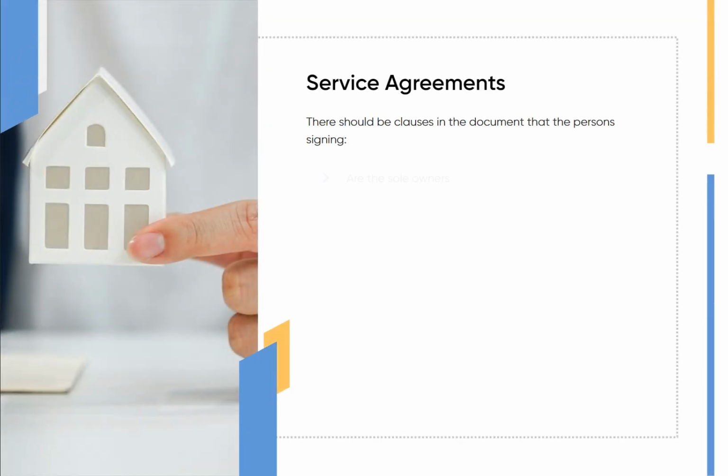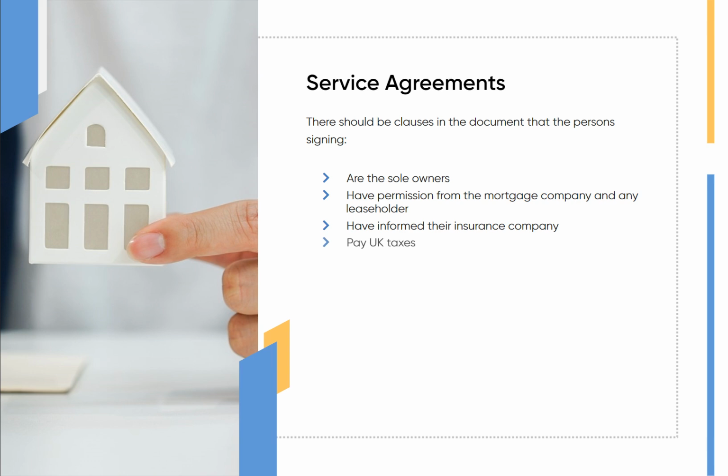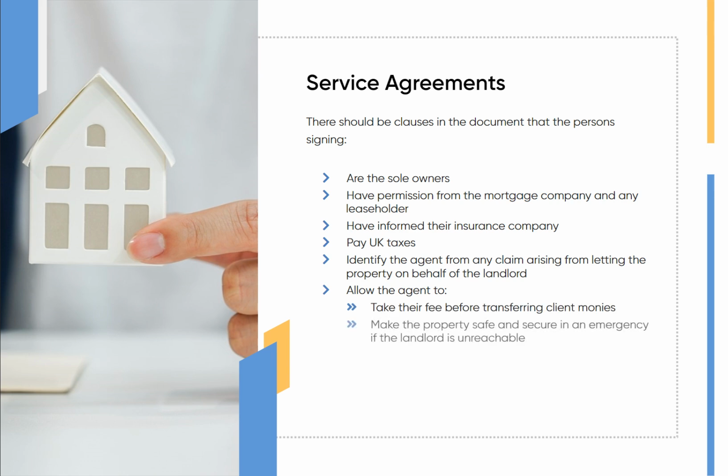There should be clauses in the document that the persons signing are the sole owners, have permission from the mortgage company and any leaseholder, have informed their insurance company, pay UK taxes, identify the agent of any claim arising from letting the property on behalf of the landlord, allow the agent to take their fee before transferring client monies, make the property safe and secure in an emergency if the landlord is unreachable, sign tenancy documents.